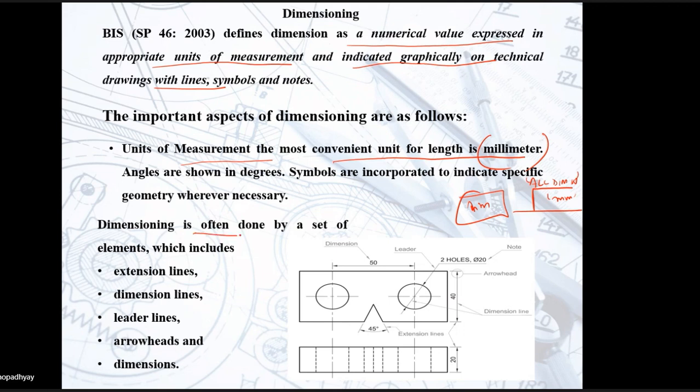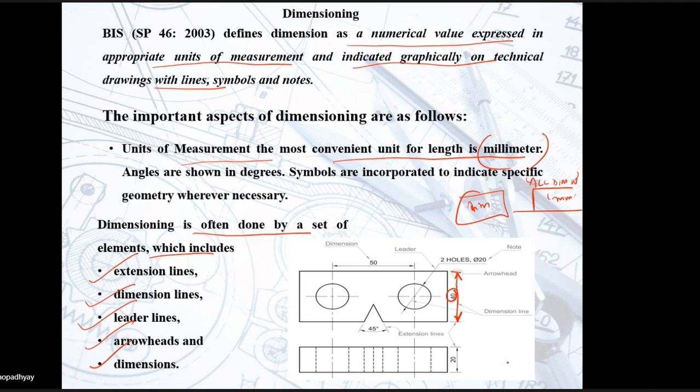So dimensioning is often done by a set of elements which includes your extension line, your dimension line, your leader line, your arrowhead, and the dimension, right? So whenever you are providing dimension, you should be having some extension lines like this. Now in between these extension lines, this is your dimension line and this is your arrowhead that you provide. And what the dimension is, actually you provide it by using the dimension text.